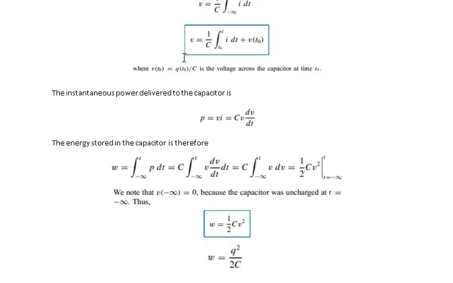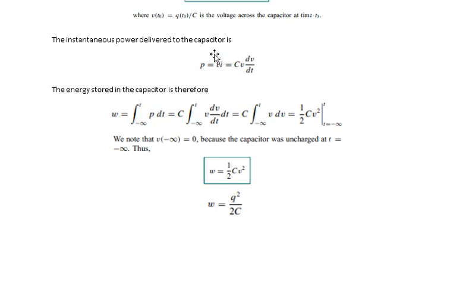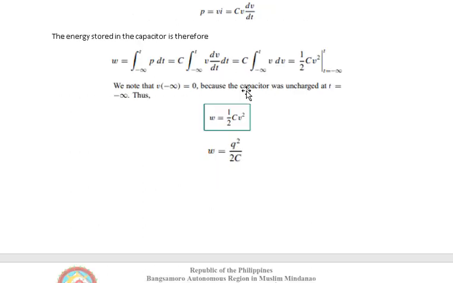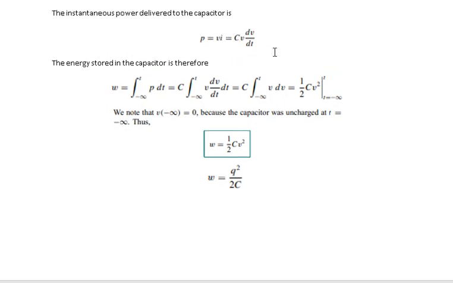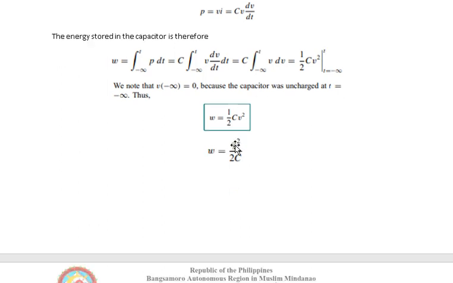Then if you are asked to find the value of power, we have just the multiplication of voltage and current. So we have p is equals to C v dv over dt. Then the energy is given by the integral of power dt. If you take the integral of this power, you would have these equations: W, or energy, is equals to 1/2 C V squared, or in terms of q and capacitance, we have this equation.